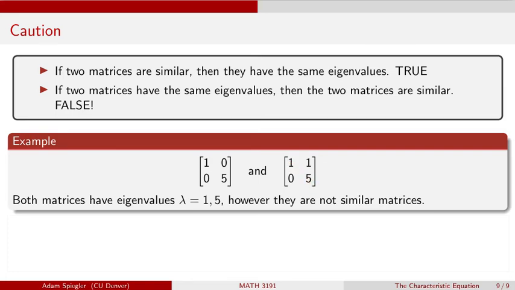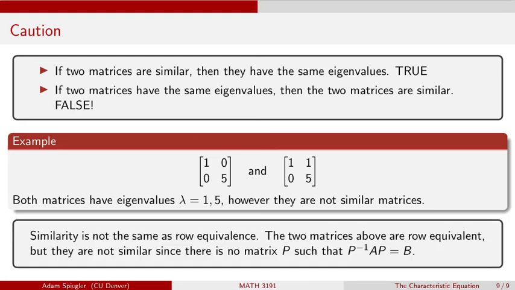We haven't discussed yet how to show that two matrices are not similar to each other, but these two matrices are not similar matrices, yet they have the same eigenvalues. So we can show that this statement is false by providing a counterexample.